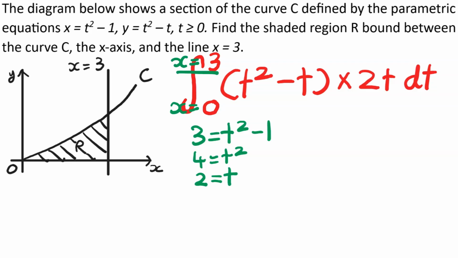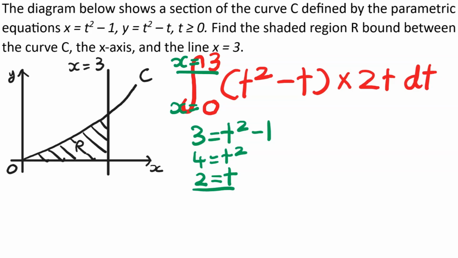Just note that usually when we square root, we have to consider the plus and minus square root. However, in this question, we're told that t is bigger than or equal to 0. So therefore it's going to be the positive root. So t is equal to 2. So this here is the upper limit.